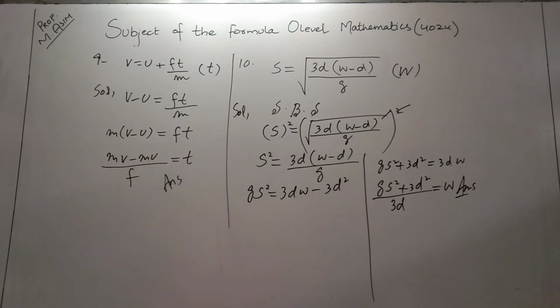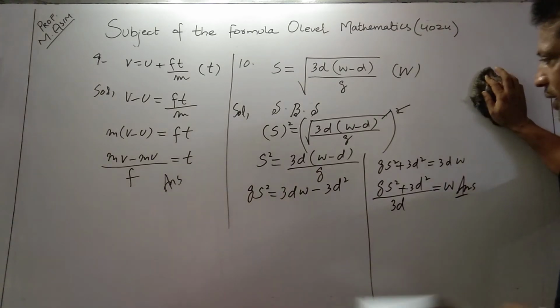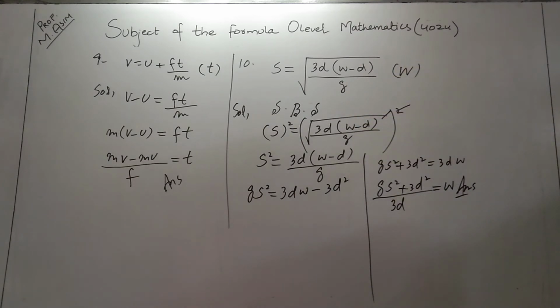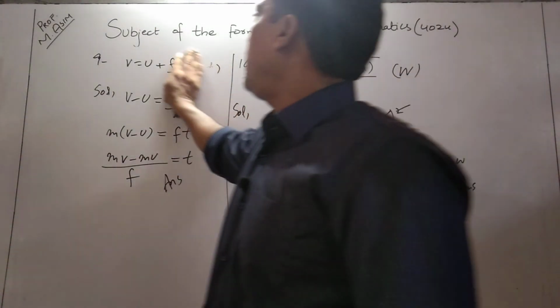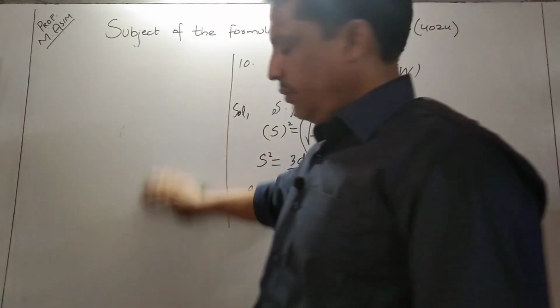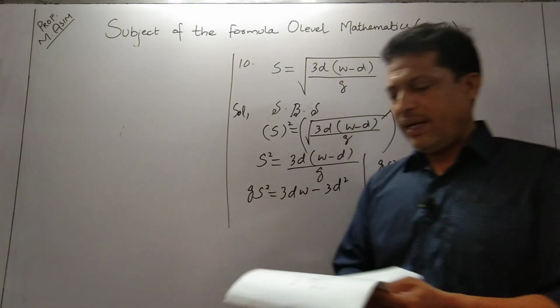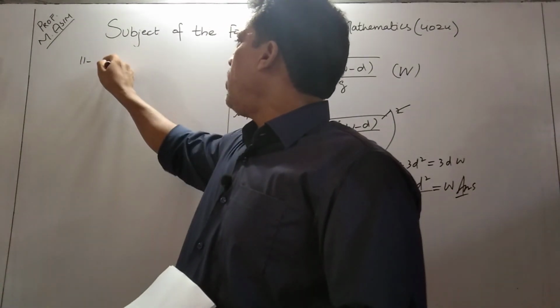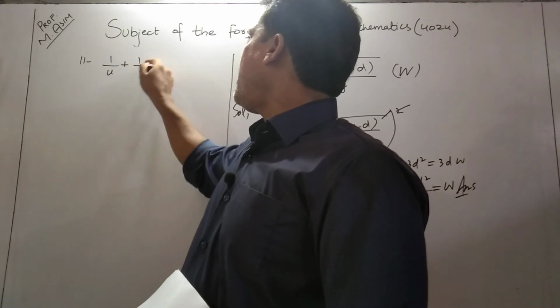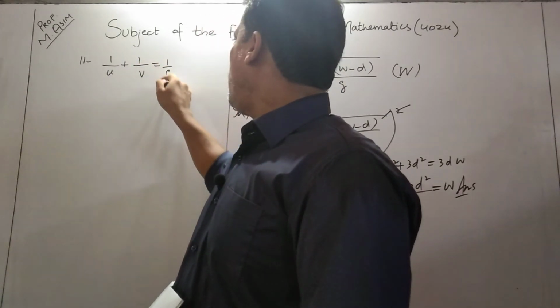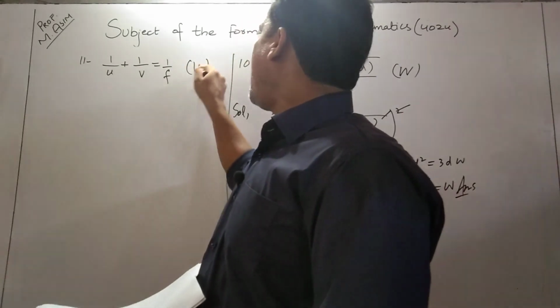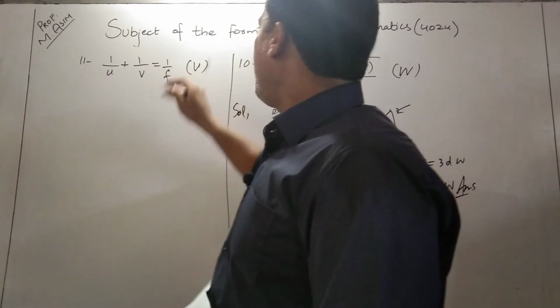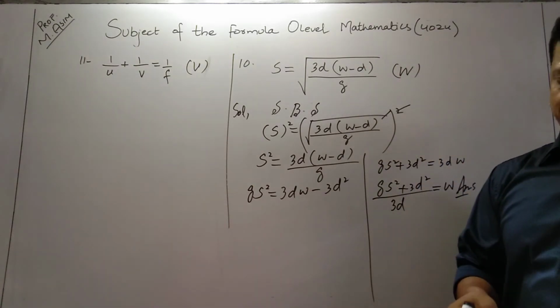Now see question number 11. I hope you understand. This is a very interesting part. Okay, now we are moving towards question number 11. Question number 11 is 1 upon u plus 1 upon v is equals to 1 upon f, and the target is to make v the subject of the formula.